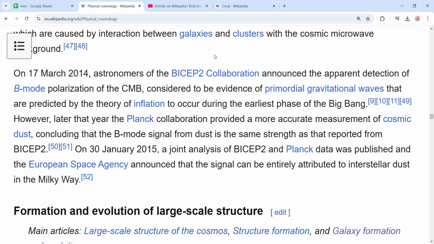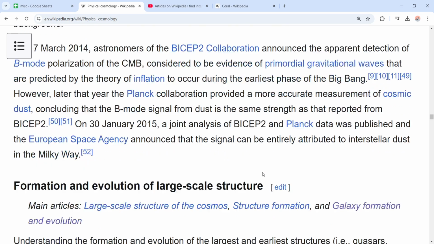However, later that year, the Planck collaboration provided a more accurate measurement of cosmic dust, concluding that the B-mode signal from dust is the same strength as that reported from BICEP2. On January 30, 2015, a joint analysis of BICEP2 and Planck data was published, and the European Space Agency announced that the signal can be entirely attributed to interstellar dust in the Milky Way.